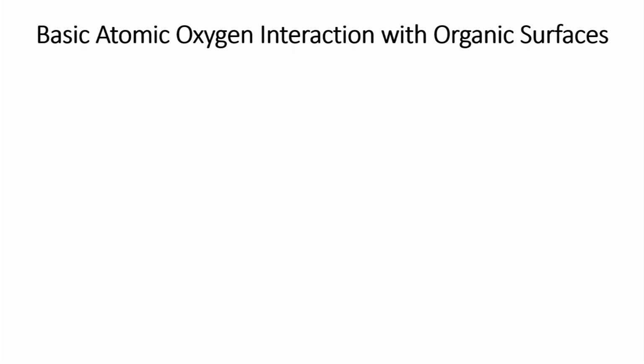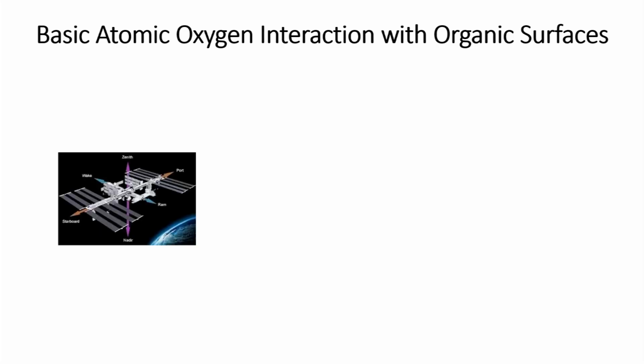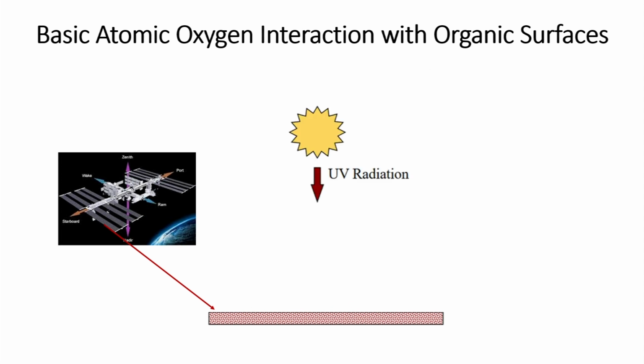Now, we will see how this atomic oxygen interacts with organic surfaces. As I said, various organic or polymer materials are used in spacecraft, especially as a coating. You see here the ISS and these are the solar panels. There are protective covers made of those organic or polymer surfaces. Because of the UV radiation, the diatomic oxygen present at the altitude of the ISS, something like 400 kilometers, dissociates, and after dissociation you get this atomic oxygen.